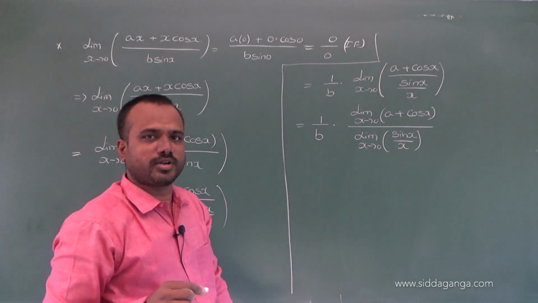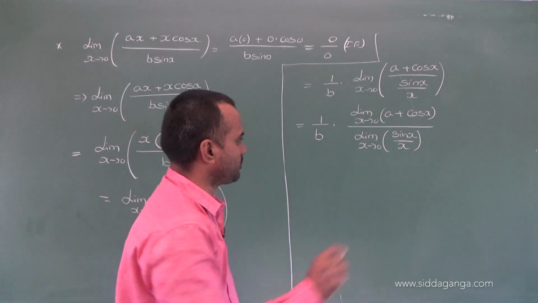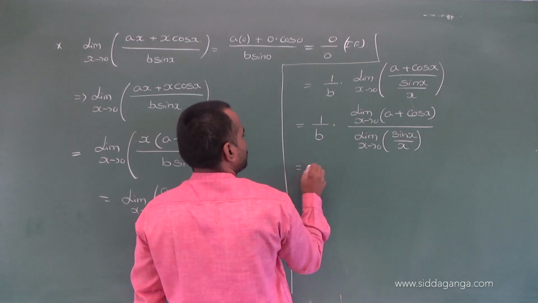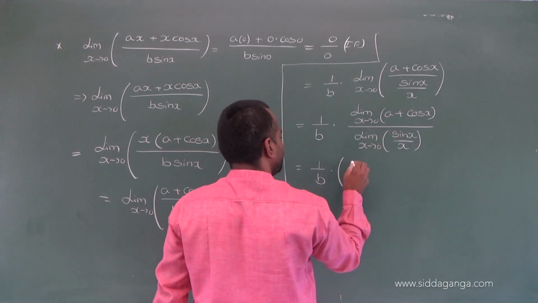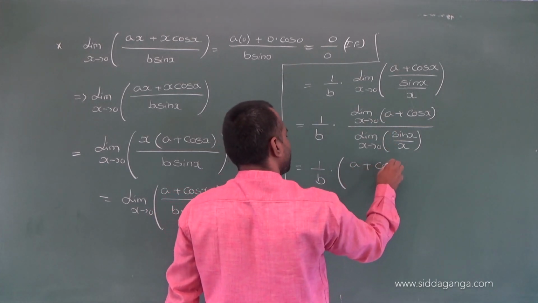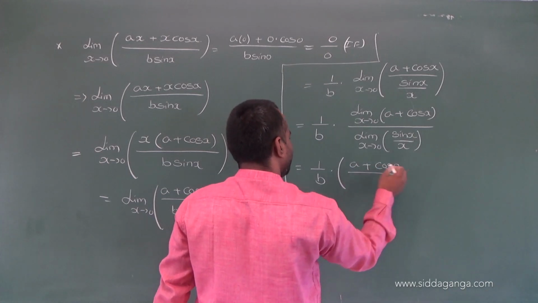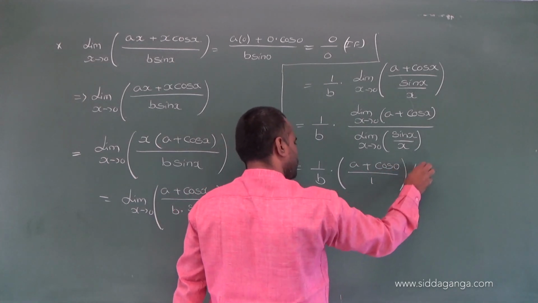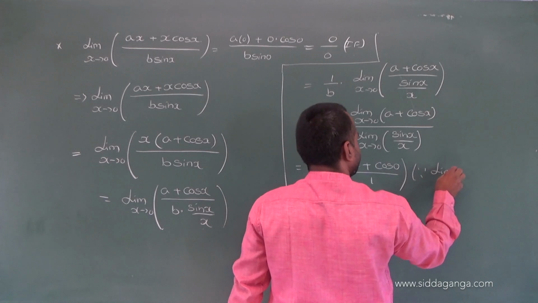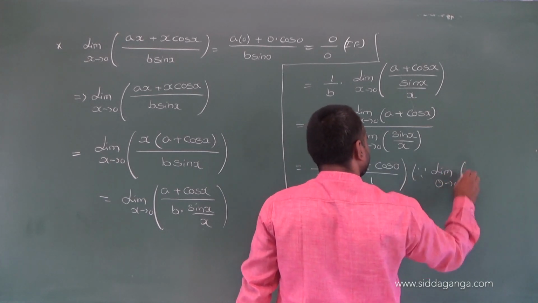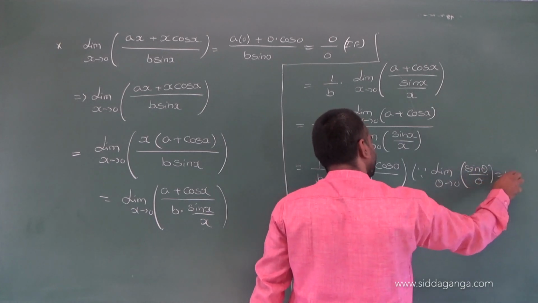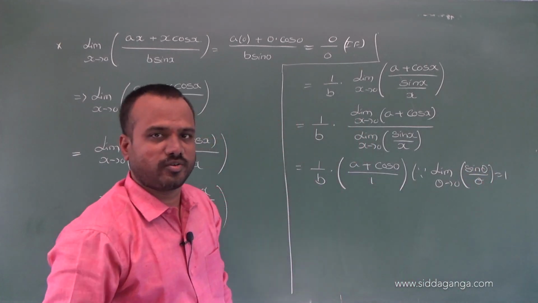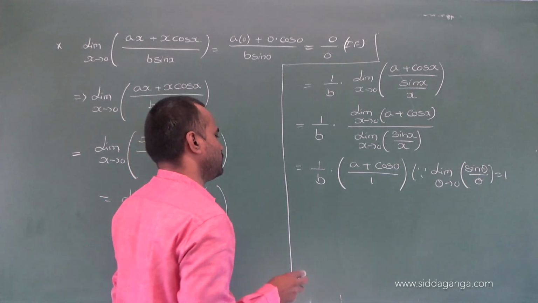Sin x divided by x. So 1 divided by b, numerator is a plus cos 0, denominator is 1. Write the reason: limit of sin theta divided by theta is equal to 1.